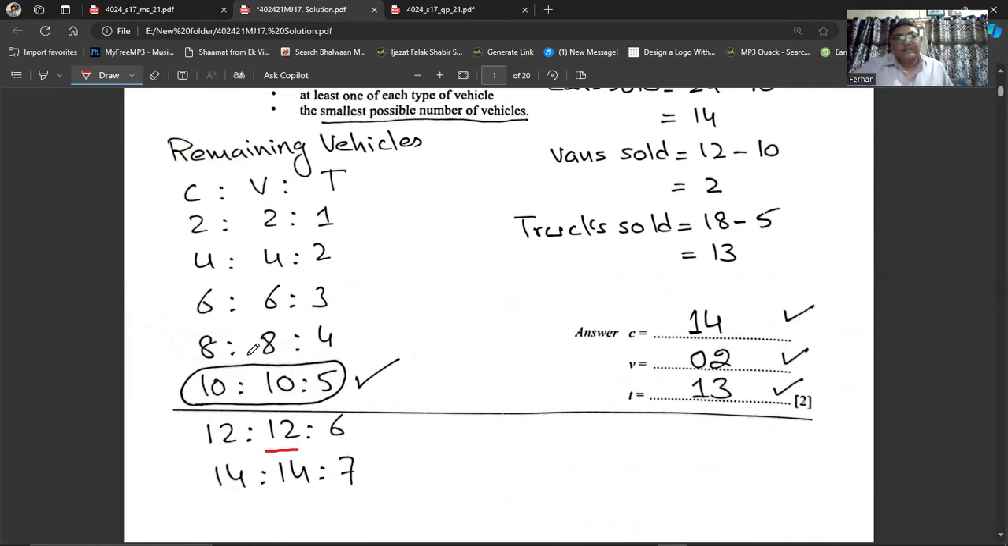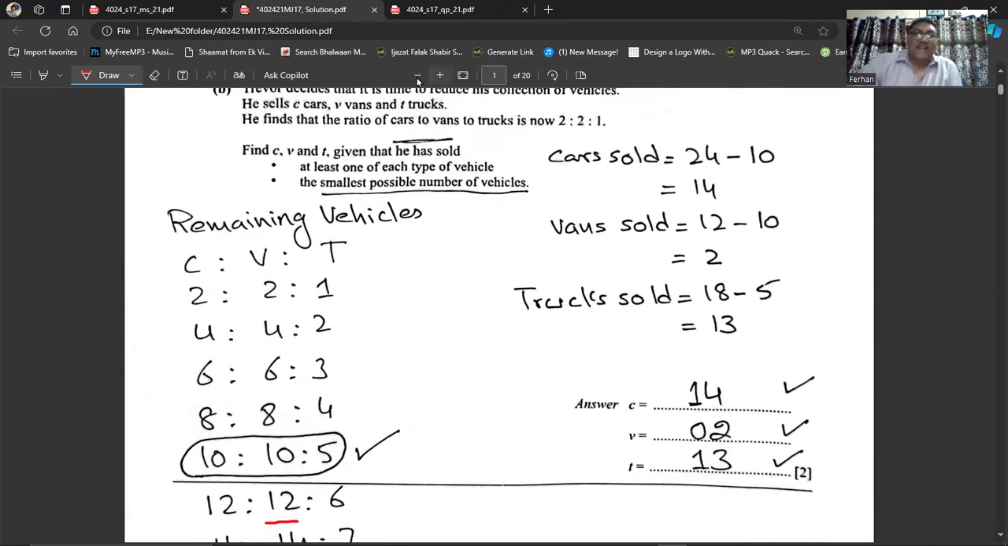So this is the best option. That means the remaining trucks are 5, the vans remaining are 10, and the cars remaining are 10. Why is this the most suitable? Here the least number of vehicles have been sold and each type of vehicle has been sold. If you go to this situation or this situation, then the vans have not been sold. If you come to this situation, this is not the smallest possible number of vehicles sold.